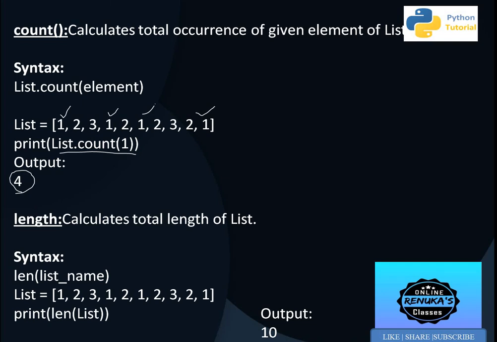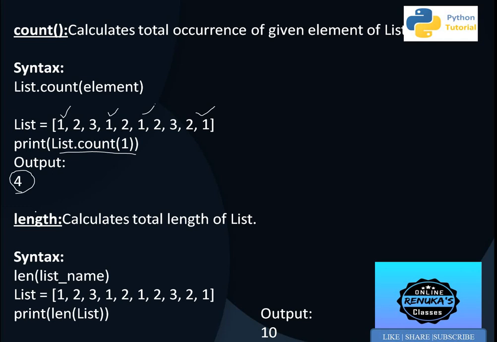Whichever element you are giving in the brackets of count, it will count the occurrence of that element in the list. That element can be a character, that element can be a numeric value. So that is the work of count.